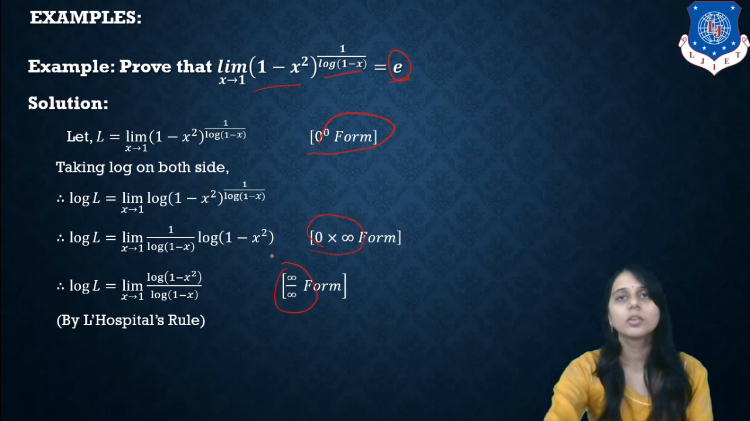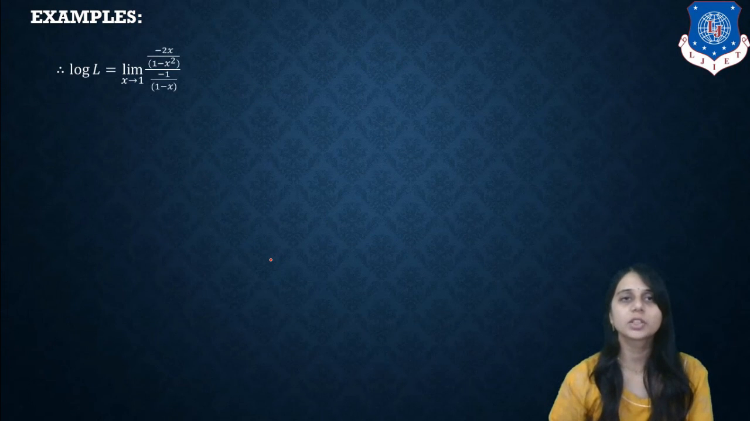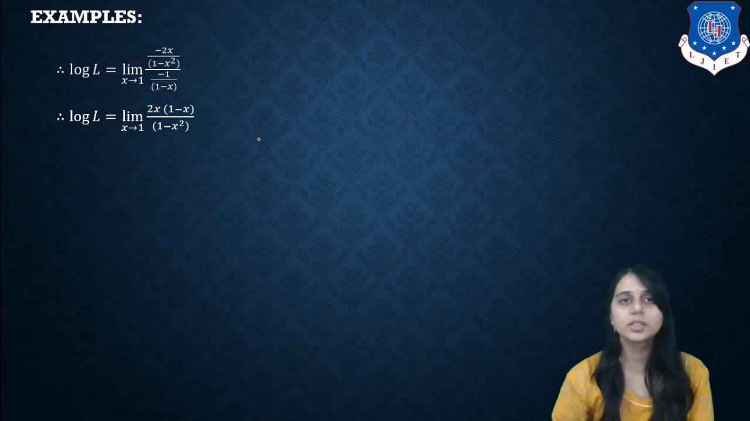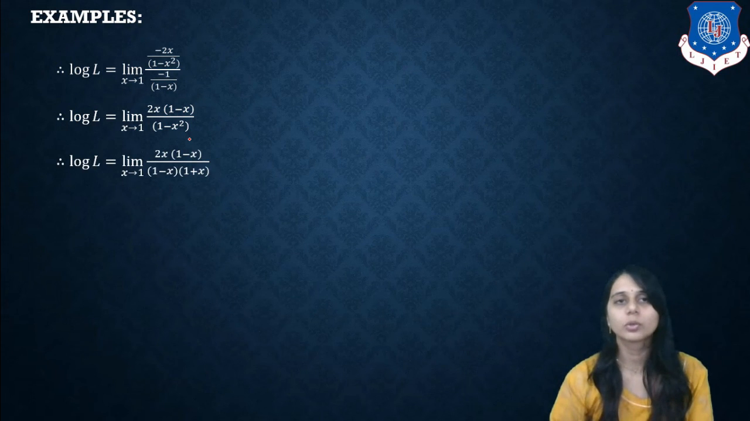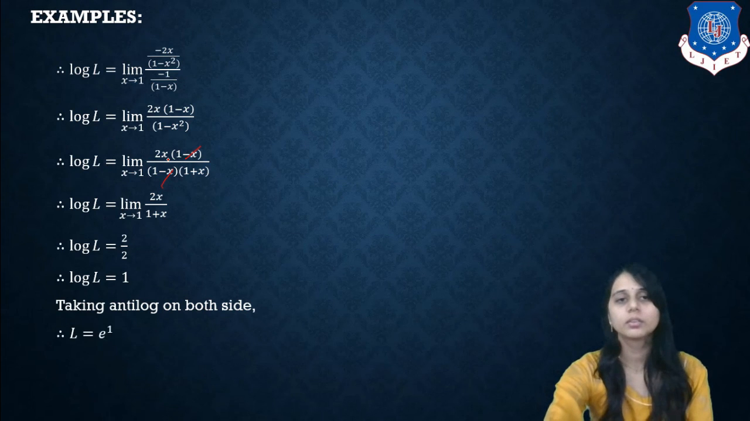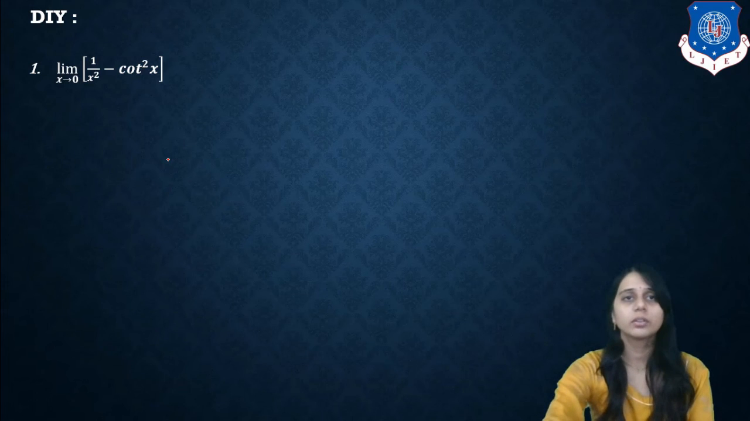Applying L'Hopital's rule, differentiate the numerator and denominator. We get minus 2x upon (1 minus x square) and minus 1 upon (1 minus x). Now solve this, we get 2x(1 minus x) upon (1 minus x square). So it is 2x(1 minus x) upon (1 minus x)(1 plus x). This 1 minus x and 1 minus x cut out. So the answer is 2 upon 2, that is 1. Now e raised to 1 is e. We have found the RHS. Some examples are illustrated here for you to do yourself.